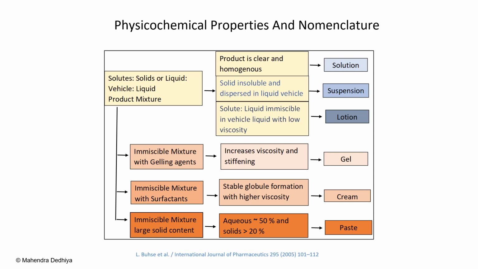It starts with solutes, i.e. solid or liquid. Vehicle is always liquid, and products are a mixture of them. A product is clear and homogeneous, i.e. solutes and or liquids are dissolved completely in the vehicle liquid. It is a solution dosage form. Solids are insoluble and dispersed in liquid vehicle, then it is a suspension.